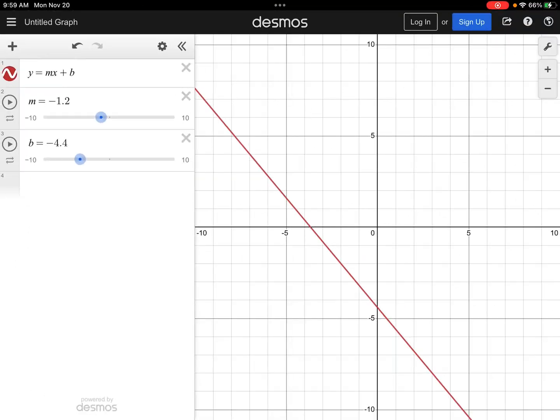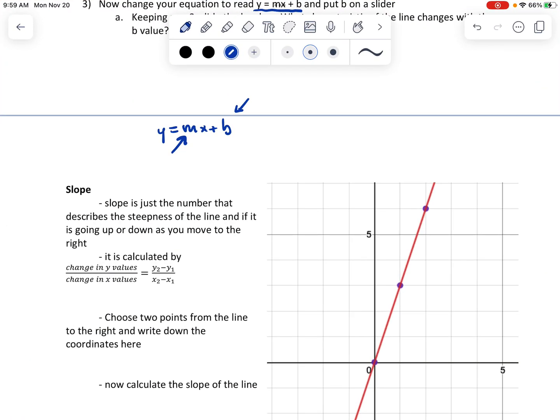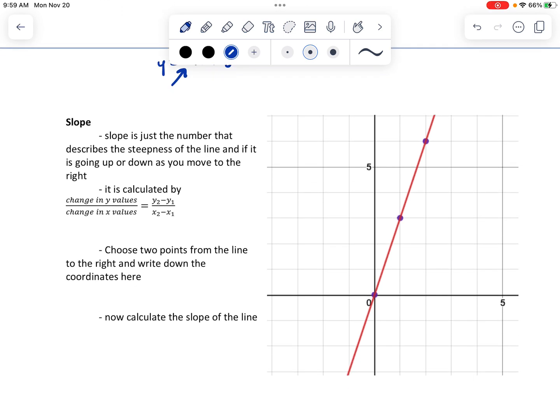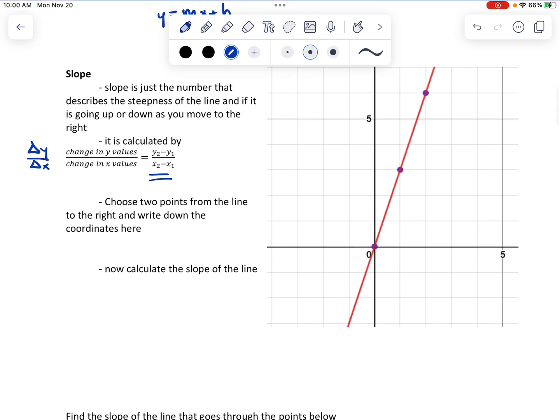And so that's an equation of a line. And we're going to look at the algebra behind the equation of a line. So first of all, we're going to look at slope. Slope is just the number that describes the steepness of the line, and if it's going up or down as you move from left to right. We calculate slope as change in my y values divided by change in my x values. Most of you remember it in algebra class as y2 minus y1 over x2 minus x1, and it doesn't matter which points you choose to be point 1 and 2.